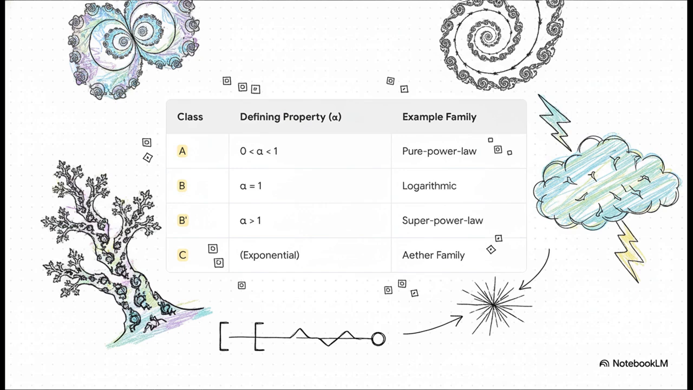And here's a look at how that sorting actually works. It all boils down to one property in that recipe, a value they call alpha. If alpha is between 0 and 1, you're in class A. If it's exactly 1, you're looking at class B. If it's greater than 1, that's B prime. And then there's a separate case, an exponential one, that gives us class C, the Aether family. All of a sudden, what was chaos now has, well, a map of the different territories.